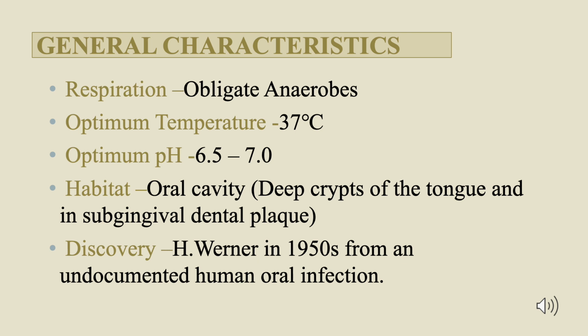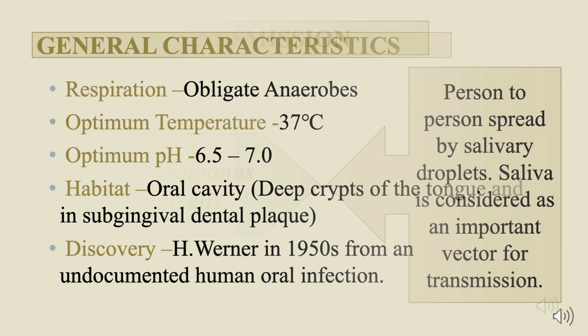Porphyromonas gingivalis are obligate anaerobes. It requires optimum temperature of 37 degrees Celsius and optimum pH of 6.5 to 7 for growth. It lives in oral cavity, deep crypts of the tongue and in subgingival dental plate. It was first discovered by H. Werner in 1950s from an undocumented human oral infection.